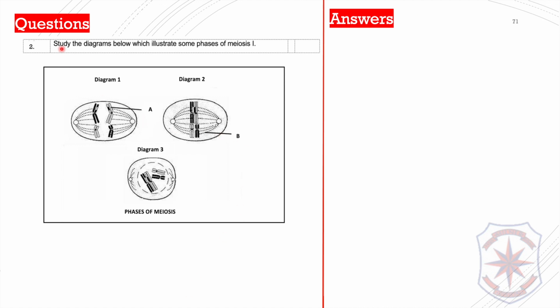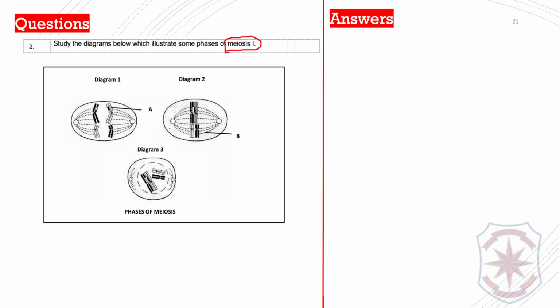The next question. Study the diagrams below which illustrate some phases of meiosis 1. Now, we can't just pass through this instruction. There is something very important. There's a huge clue here.